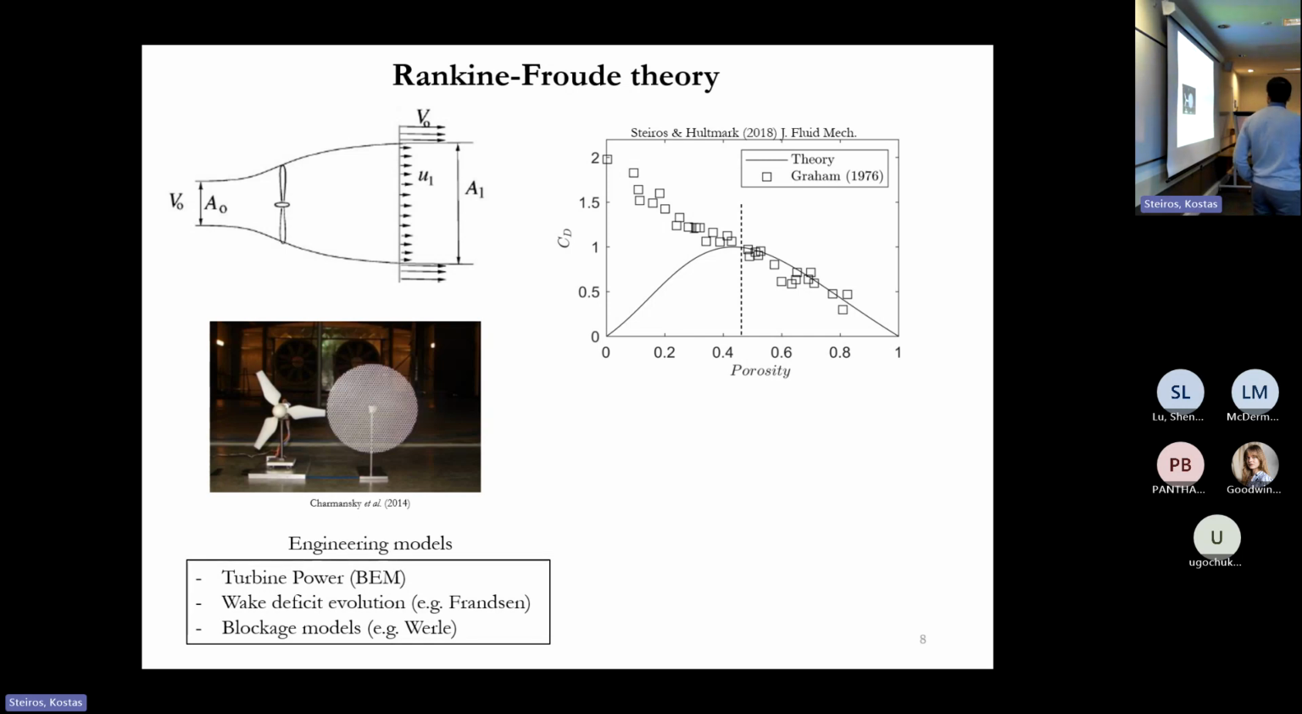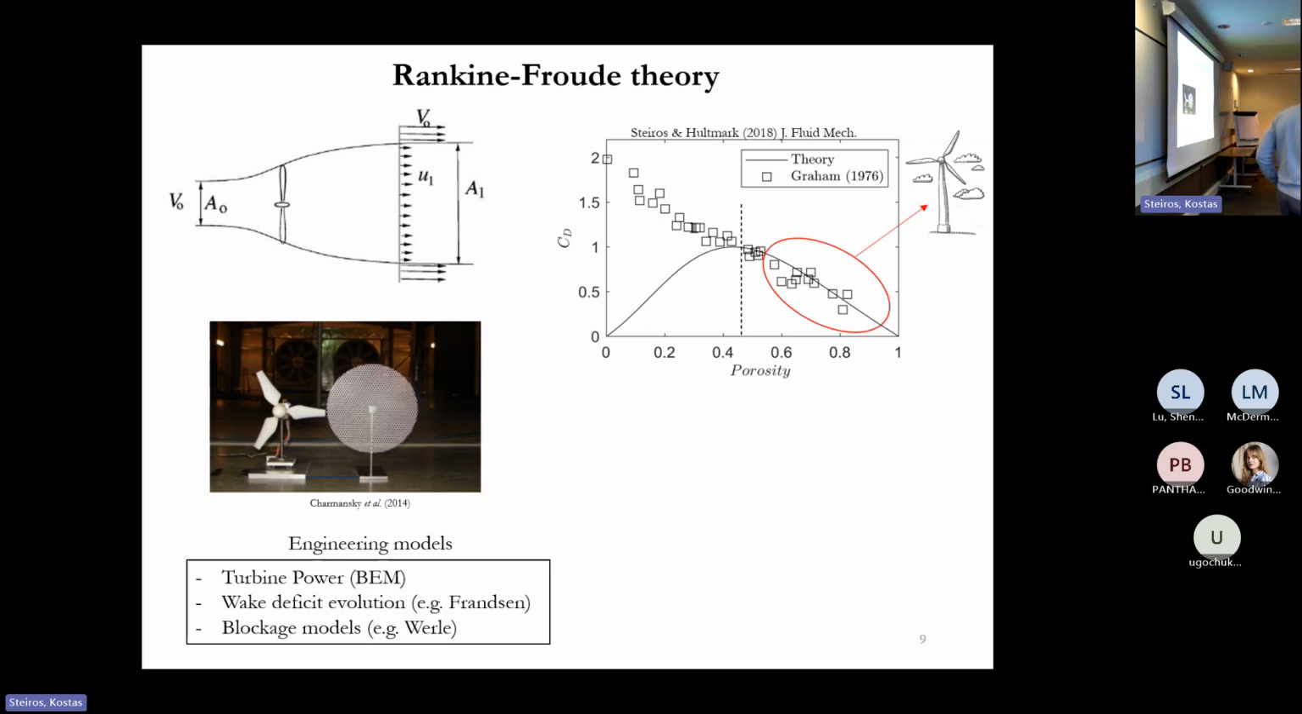So we are somewhere in between for a wind turbine. And you can see that the theory is quite good for high porosities. It matches quite well. But then for low porosities, we have an increasing deviation to the point that here it's completely wrong.